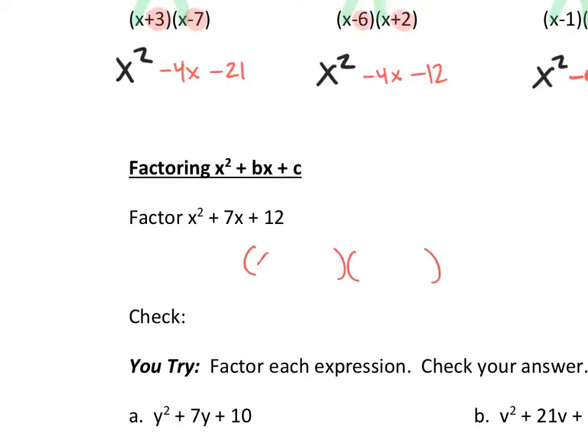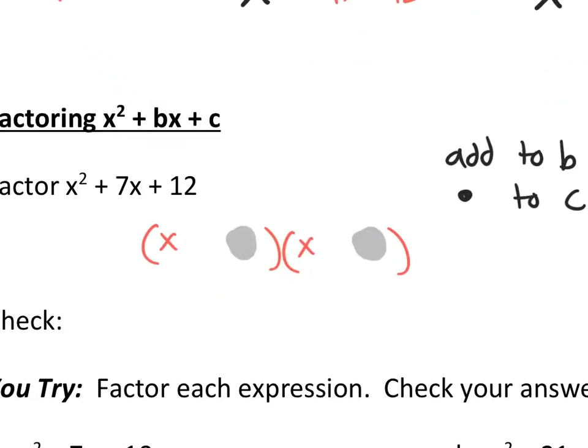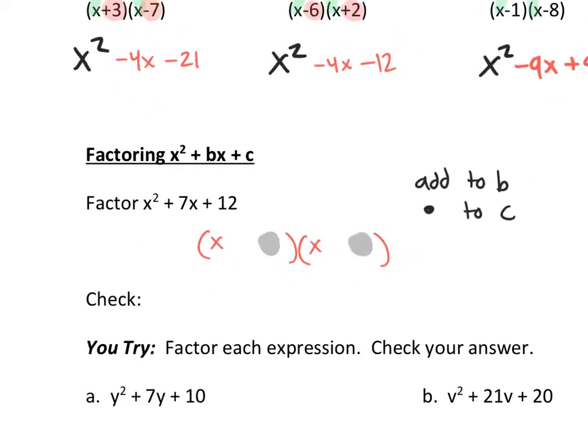The easy type today, we'll start off with x and x. And now we're tasked with the decision of figuring out what's going to go here and here. But we know the relationship. We know these numbers need to add to b, and they need to multiply to c. So I'm thinking about numbers that add up to 7 that also multiply to 12.